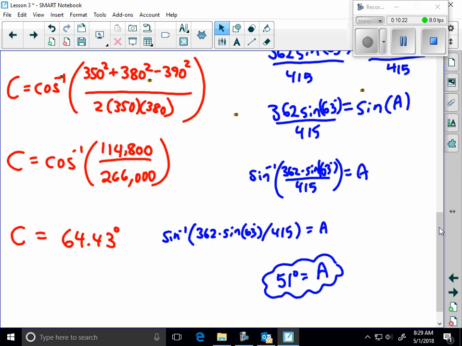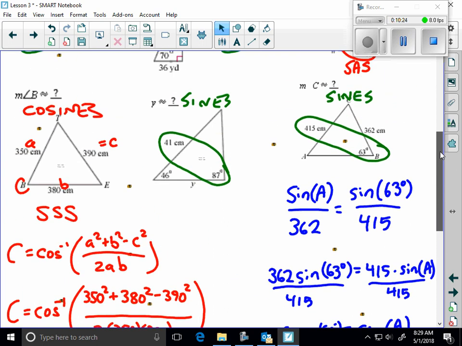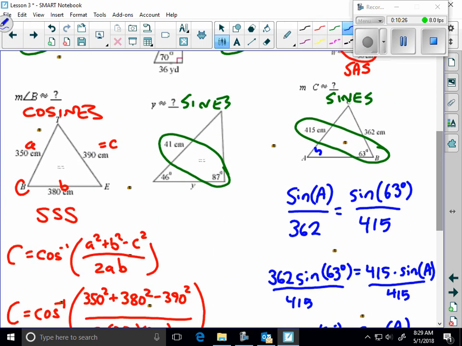That would be it. Now, if I wanted to solve the triangle, I know that this angle now is 51 degrees. So, yes or no, if I added 51 and 63, that'd be 114. Yeah, 114. So that would make this angle 66. Right, and now I can use the law of sines again if I wanted to find that side C.